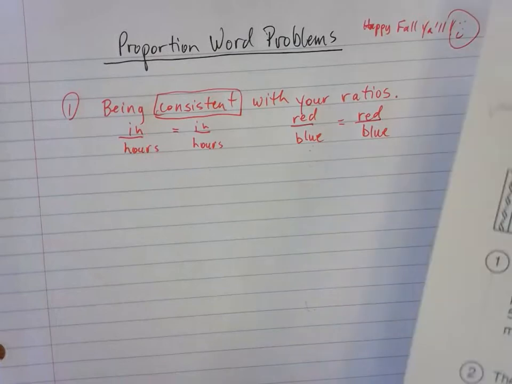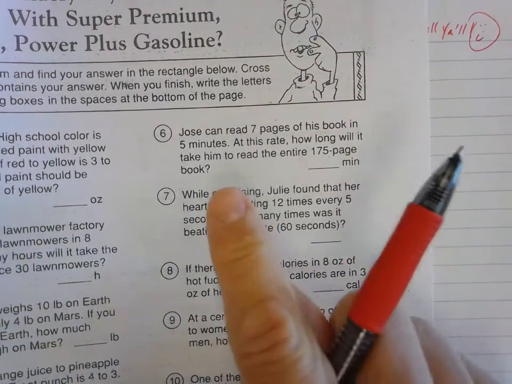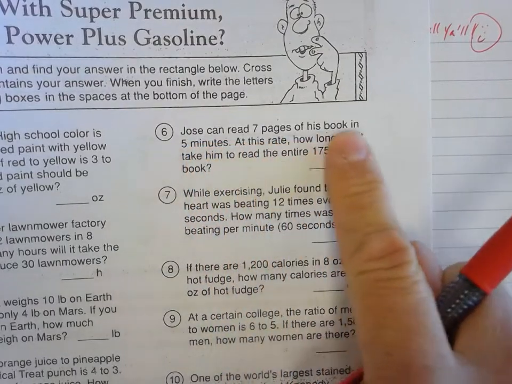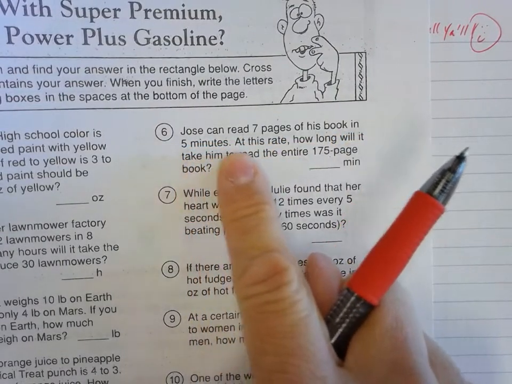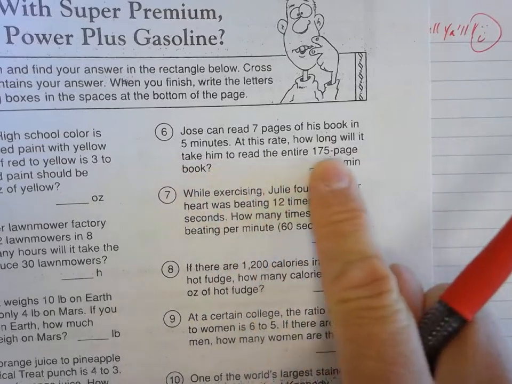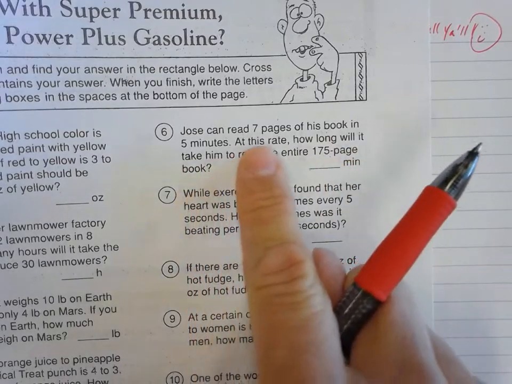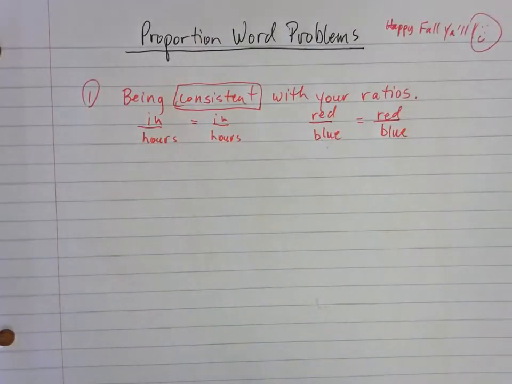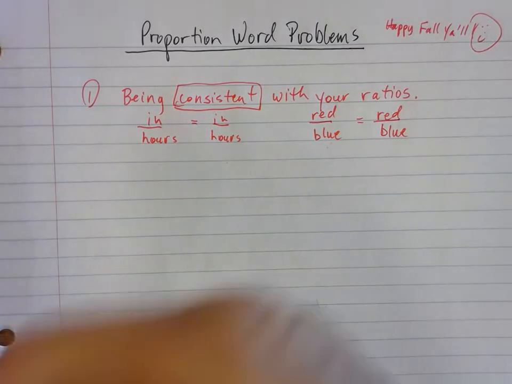Alright, so I'm going to do one of them off of here. It's going to save me some writing. So let's talk about Jose, okay? It says Jose can read 7 pages of his book in 5 minutes. At this rate, how long will it take him to read the 175-page book? So Jose's got 7 pages in 5 minutes. So this is actually problem number 6.